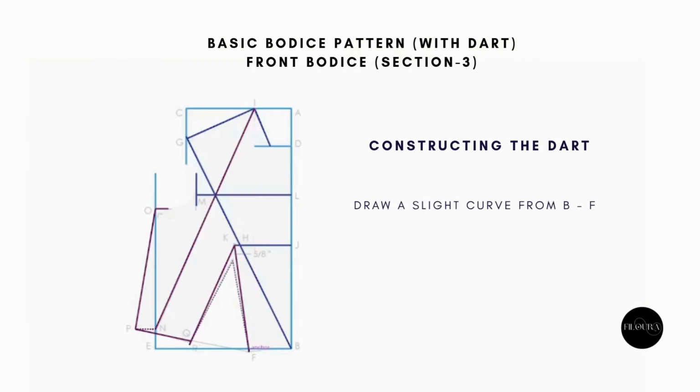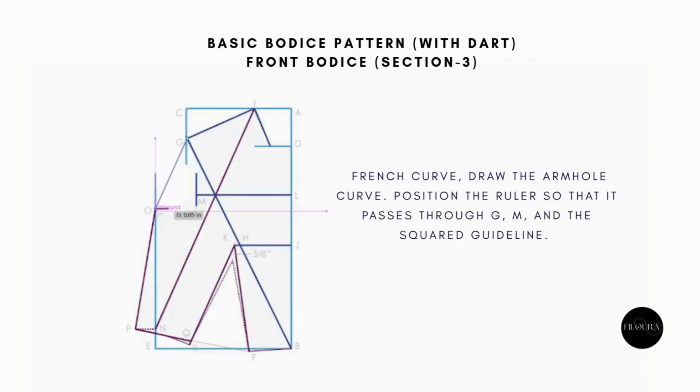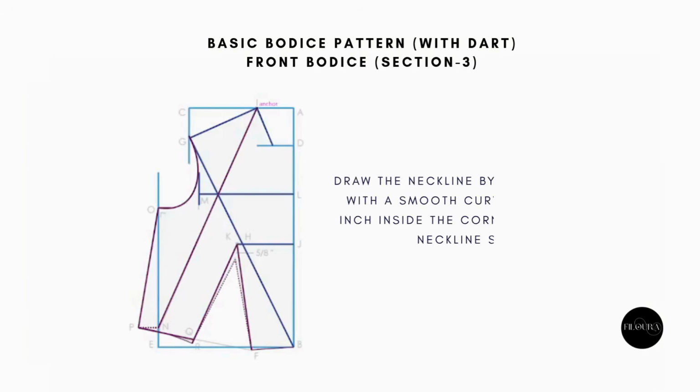Next, draw a slight curve from B to F and another gentle curve from R to P to shape the waistline. Now, using a French curve, draw the armhole curve. Position the ruler so that it passes through G, M and the squared guideline. Do not extend the armhole curve beyond the squared guideline. Next, draw the neckline by connecting I to D with a smooth curve passing 1/8 inch inside the corner for a neat, clean neckline shape.